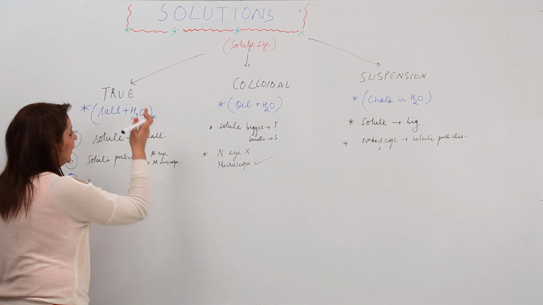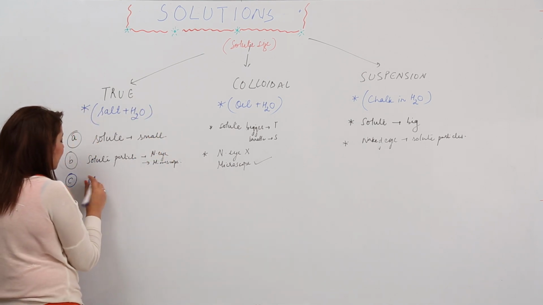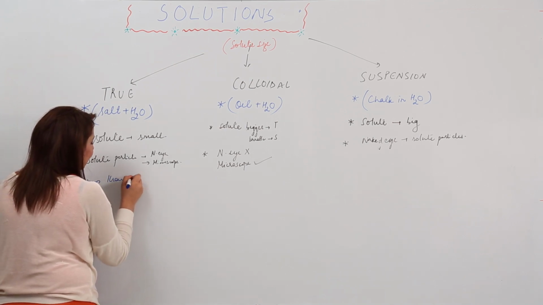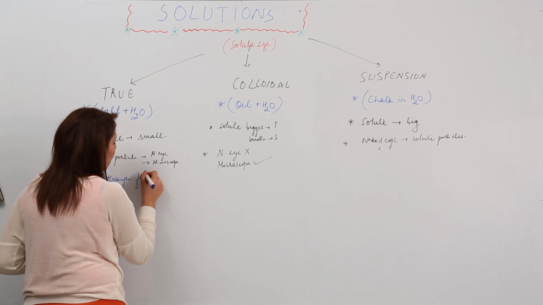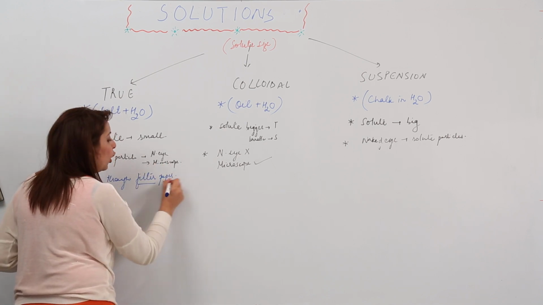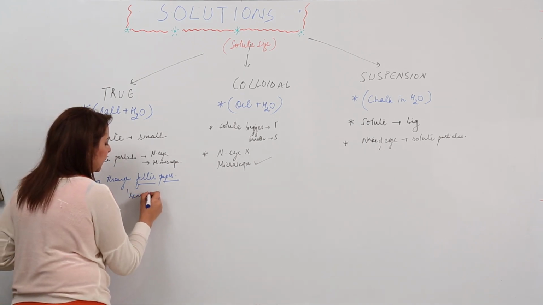I'm telling you that when I pass this true solution through a filter paper, what happens? It passes through the filter paper. That means the solute particles do not get separated. They pass through the filter paper. Or if instead of using a filter paper, I use a semi-permeable membrane.